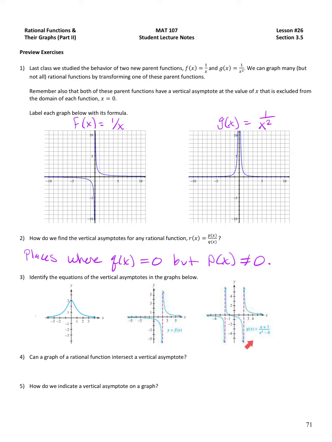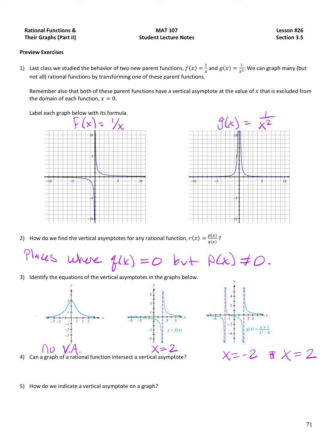So here are 3 pictures. We want to identify the equations of the vertical asymptotes in each. This first one has no vertical asymptotes. This one has a vertical asymptote at this dashed pink line. It looks like it happens at x equals 2. The equation of that pink line is x equals 2. And then the third one has 2 vertical asymptotes at -2 and at 2. X equals -2 and x equals 2.